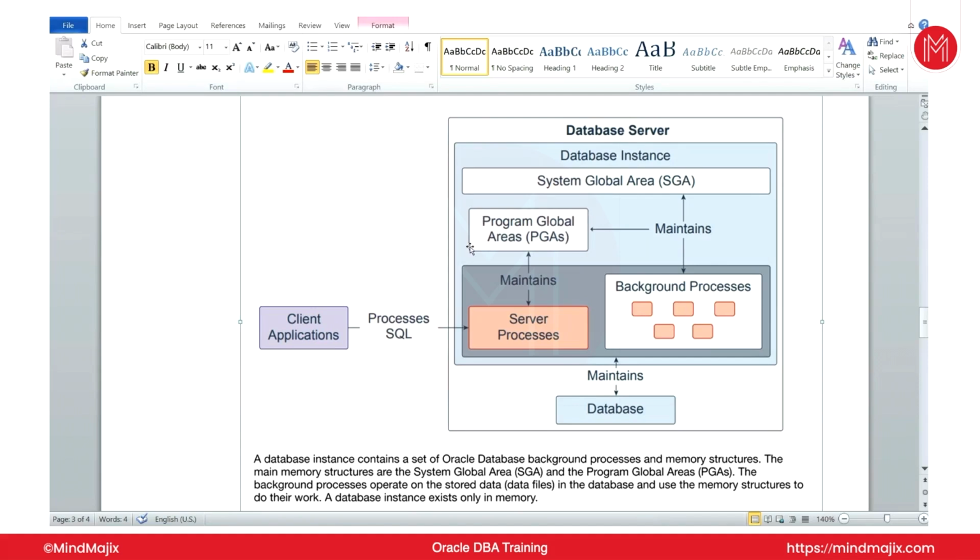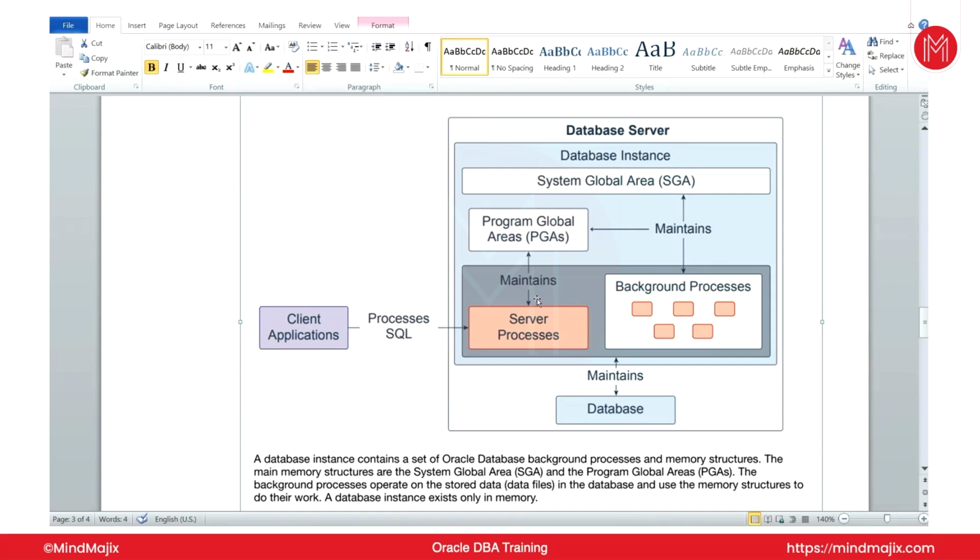And program global area. What is program global area or PGA? SGA is the global area of the system, meaning the database system. And PGA is the global area of the program, and program means the client. Now, what is inside the database instance? Who represents the client? The server process. So this is the area of a server process. And background processes also have a PGA. Both kinds of processes have their own global area, which is not shared.